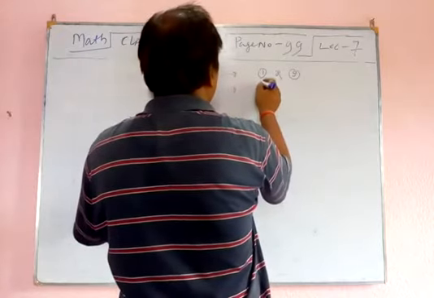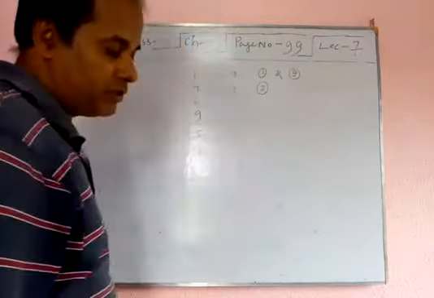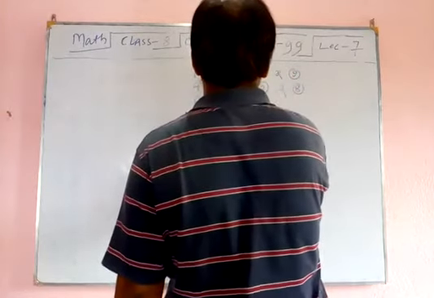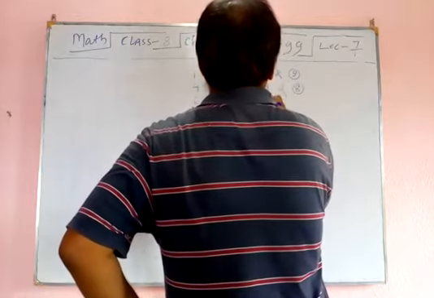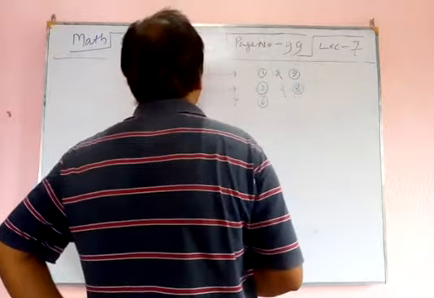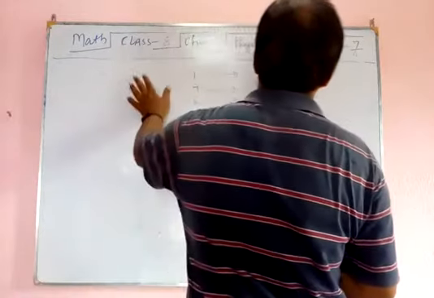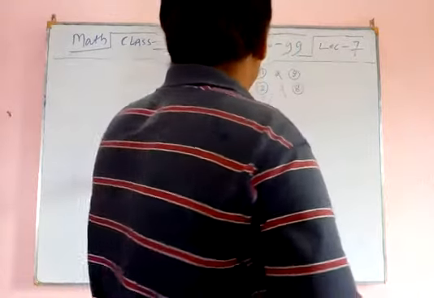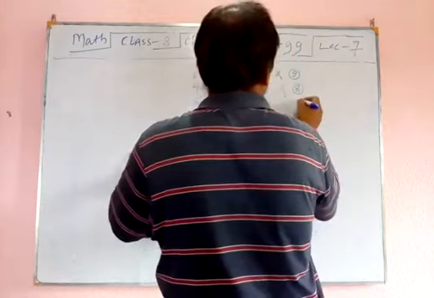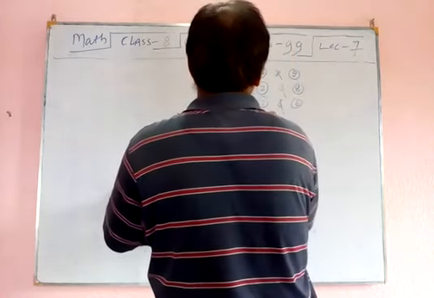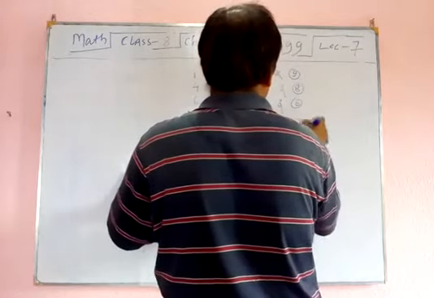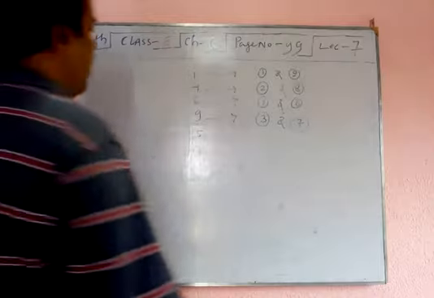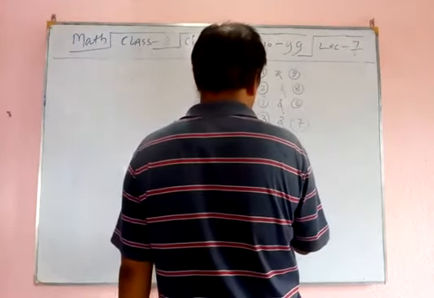Here 4, two possibilities, 2 or 8 here also. 6, six is 4, 1, 2, 4 and 6. 9, 3 and 7. And here 5, only 1. And 0 here 10.